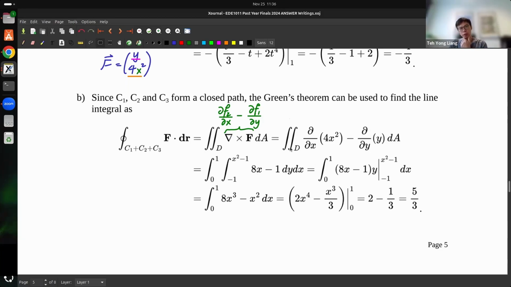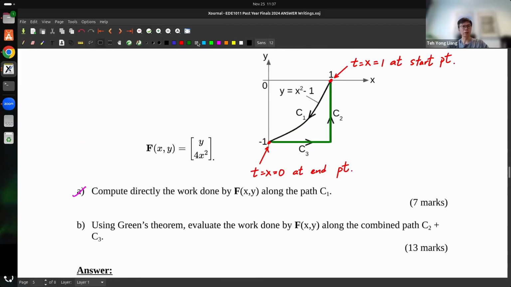Then let's talk about the domain D. Okay, so the domain D, right? This is a double integral over the domain D. Okay, so what is the domain D that is closed by the paths C1 plus C2 plus C3? It's going to be this triangular looking region. Okay, so this is your domain D. Is that all right? Okay.